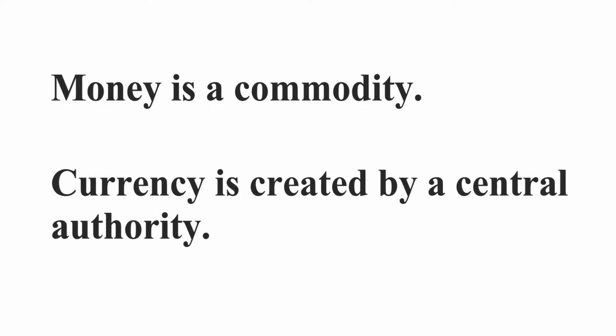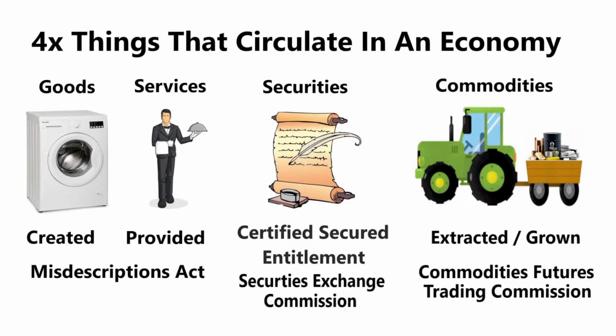So, money is a commodity. Currency is created by a central authority, and it's really important to distinguish between the two. There are only 4 things that circulate within an economy. There are goods that are created, services that are provided, securities that are certified secured entitlement, in other words, for things that you cannot purchase and prove your possession of, so you therefore need a certificate to secure your entitlement to it, for example, the purchase of land and shares and other things like that. And the last one is commodities. Now, commodities are common to everyone, and they are therefore either extracted or grown.